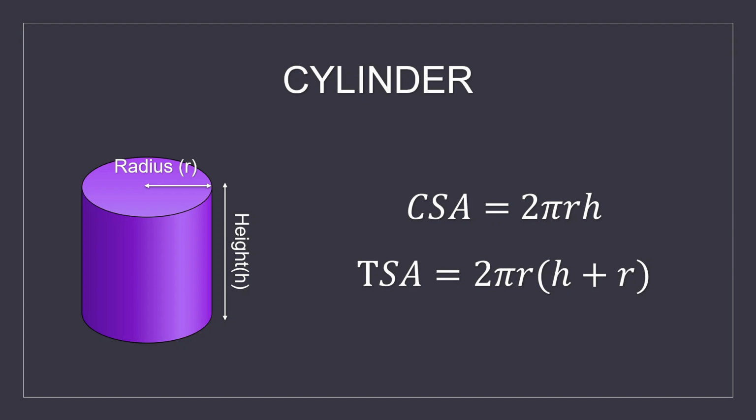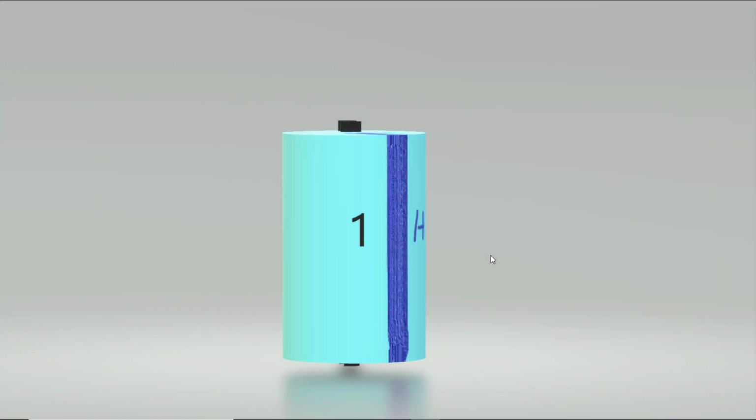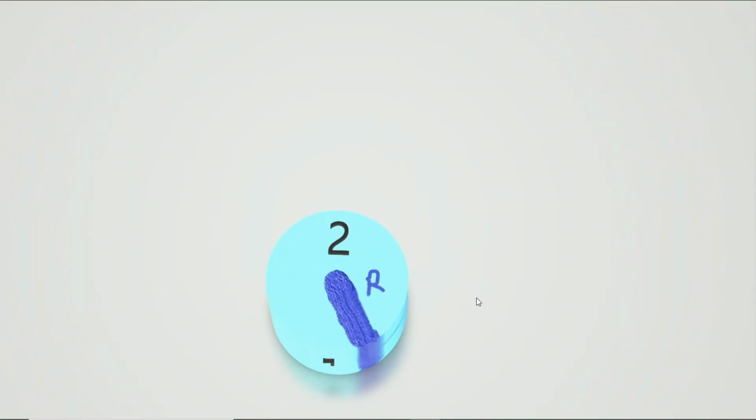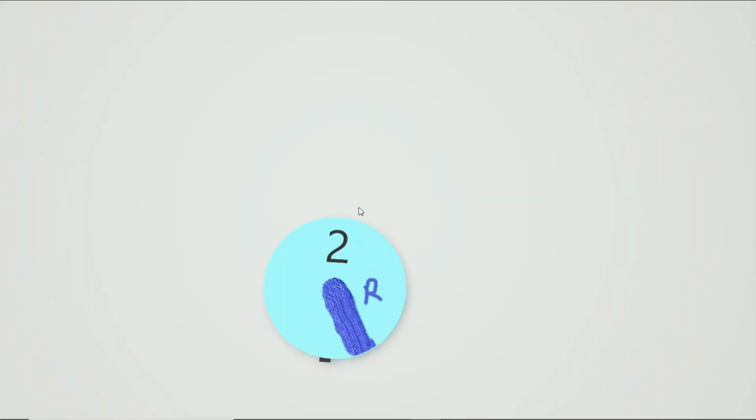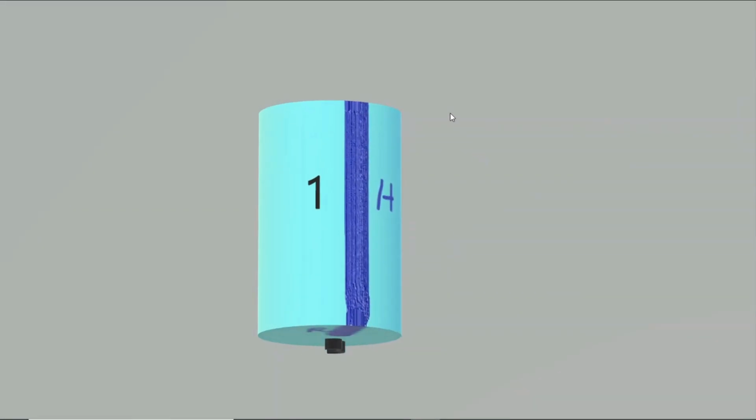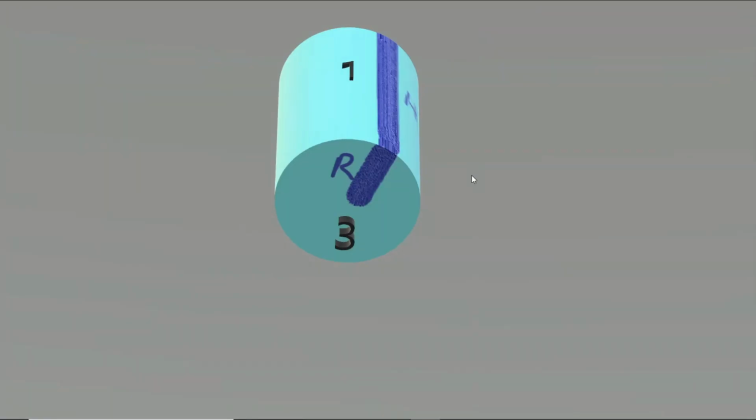Now cylinder has 3 surfaces, 1 curved surface and 2 circular surfaces, right? Let's see the cylinder in 3-dimensional view. So this is our cylinder and this is the first surface, which is a curved surface. Then this is the second surface, which is a circle. If you see this from the top, it is completely circular. And our third surface is also circular. So a cylinder has 3 surfaces: 1 curved, and the second and third are circular surfaces.